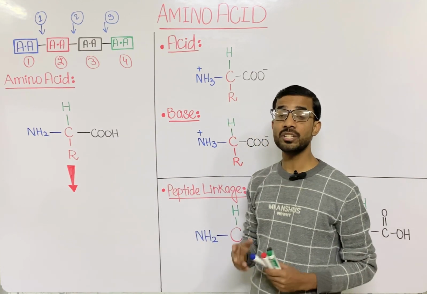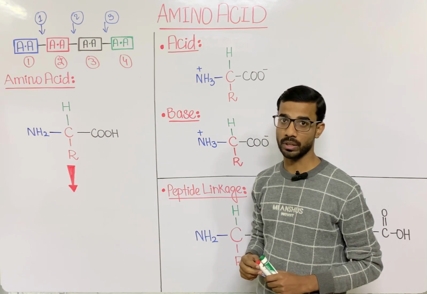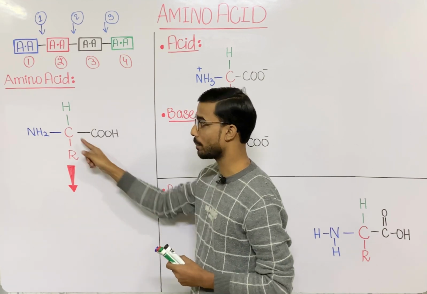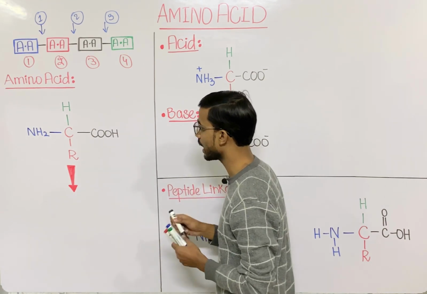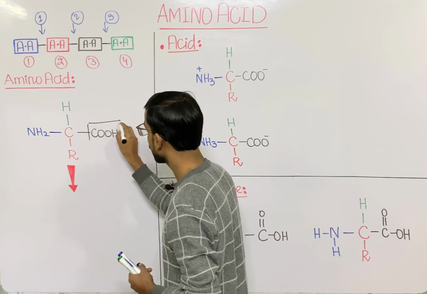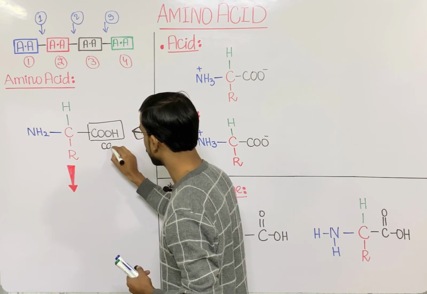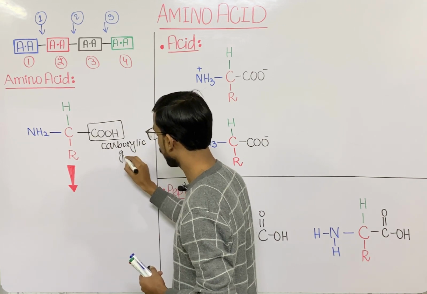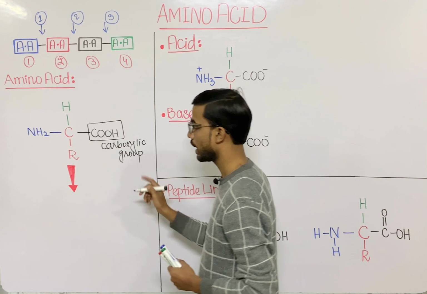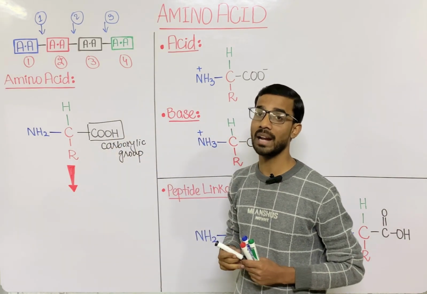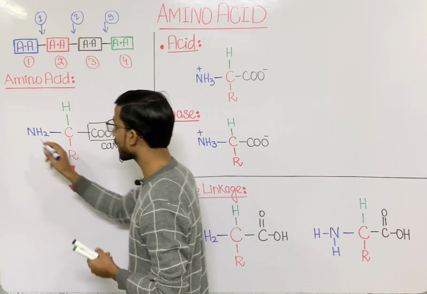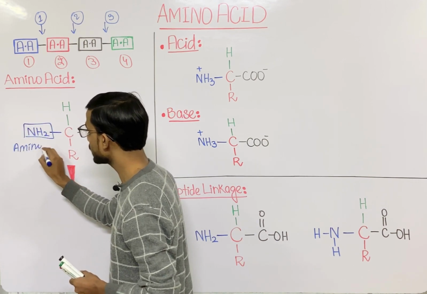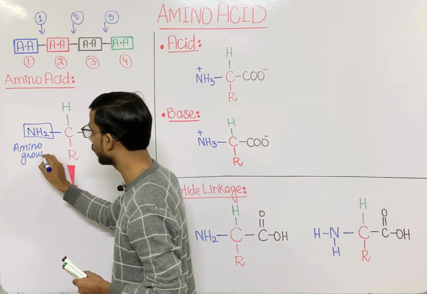So if we discuss the structure of the amino acid, at the center of the amino acid you will see the presence of the carbon, and at one side you will see the presence of the carboxylic group. That is the most important group attached to the central carbon atom. And at the other side you will see the presence of the amino group. Here is the amino group.